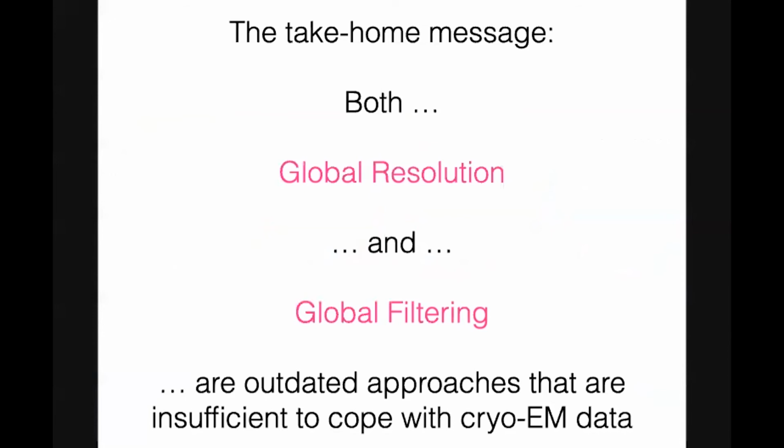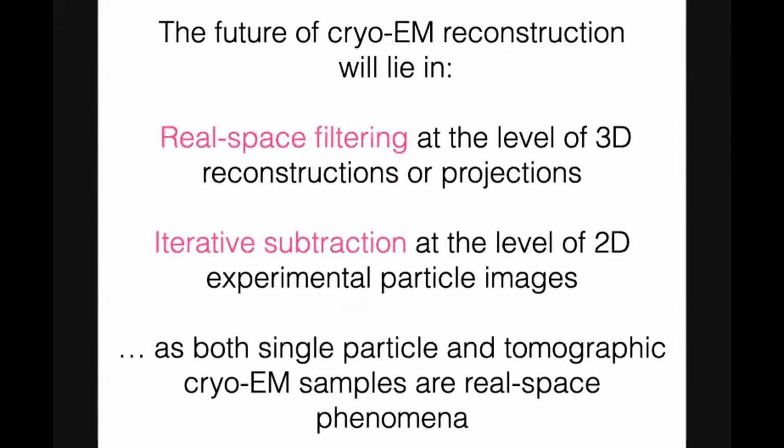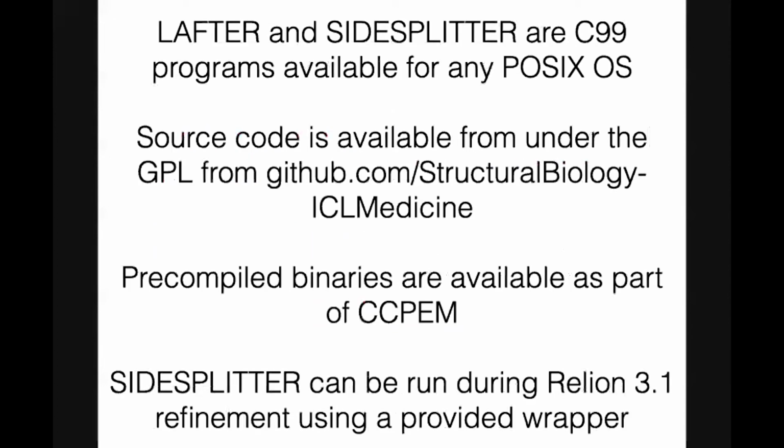So the take home message from this is that global anything doesn't really work for any averaging approach in cryo-EM because the samples vary in real space, and therefore you need local approaches to handle them. Local filtering and subtraction are going to be incredibly important in future. High quality real space filtering will allow us to move to iterative subtraction of density to handle multiple conformations and occupancies, because we'll just be able to work from convergence at each time.